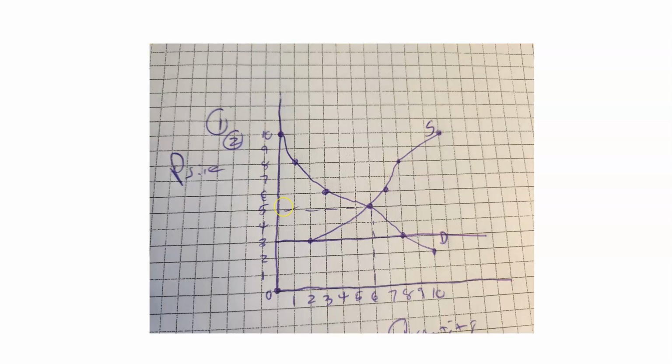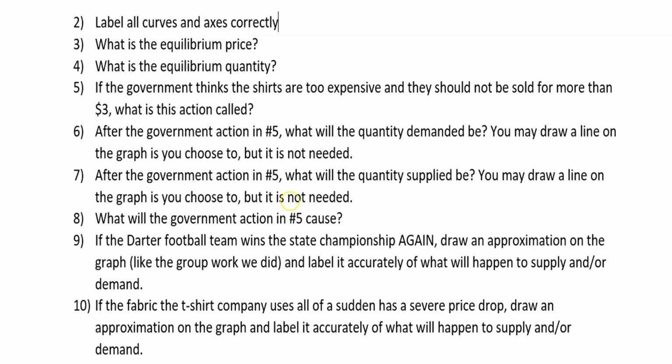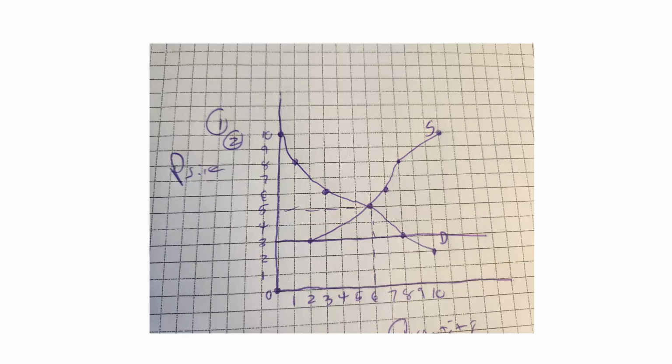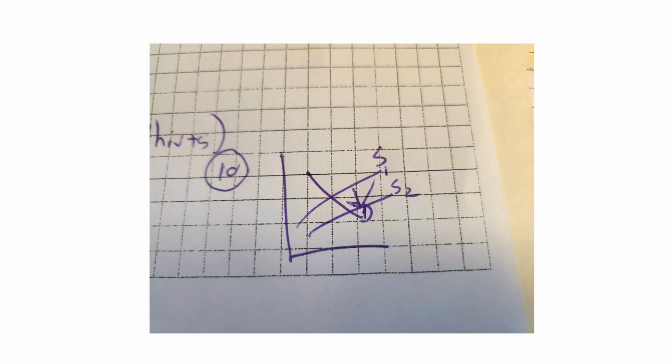Then the last question is, if the fabric the t-shirt company uses all of a sudden has a severe price drop, draw an approximation on the graph. Well, the fabric the shirt's made out of is an input. So if there's a decrease in input prices, that is not a demand thing, that is a supply thing. And that would cause an increase in supply, which is a shift to the right. All right.